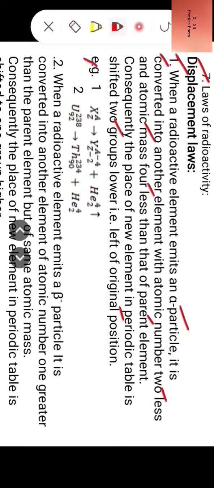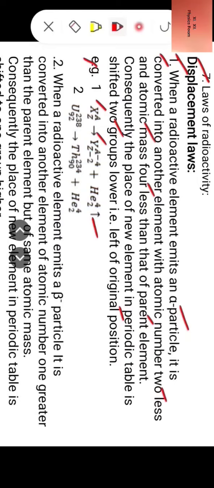For example, X with mass A and atomic number Z, a radioactive element, when it emits an alpha particle, it becomes Y with mass A minus 4 and atomic number Z minus 2. So here atomic mass reduces by 4 and atomic number reduces by 2.